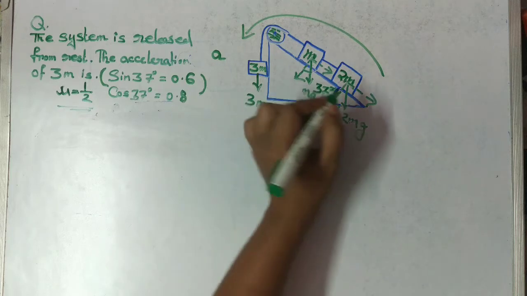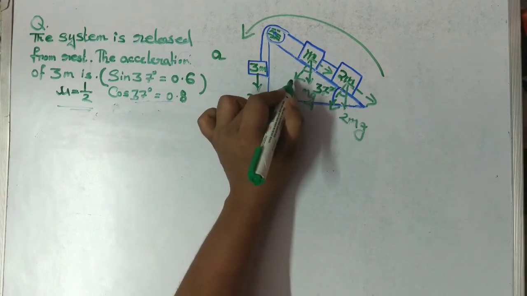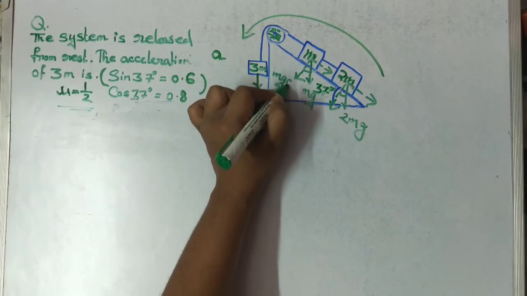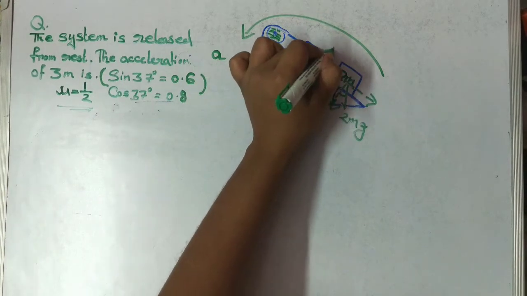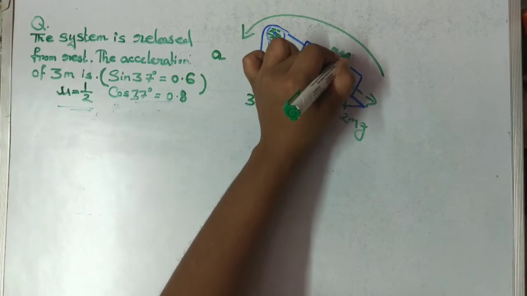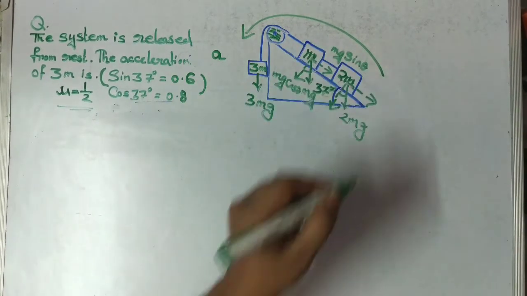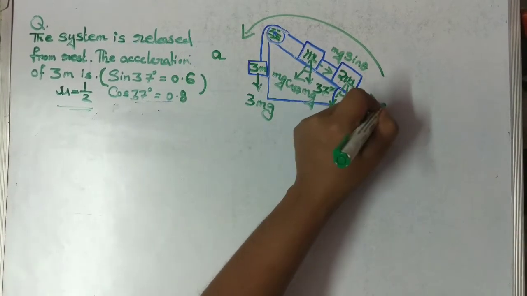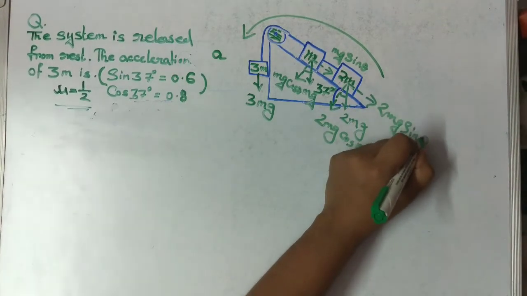So this will be theta also. Here theta equals 37 degrees. So this component will be mg cos theta, and this component will be mg sin theta. Similarly here 2mg cos theta and 2mg sin theta. Clear?